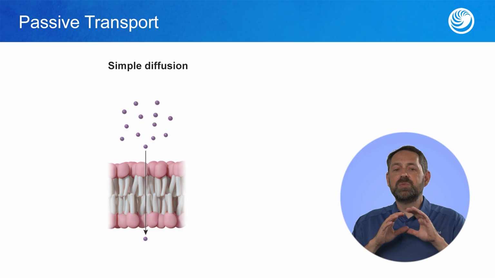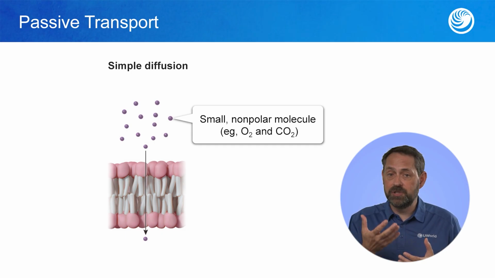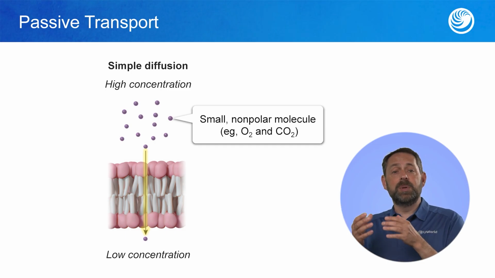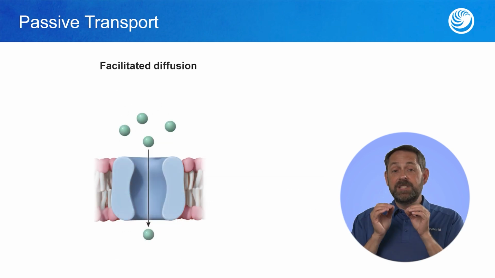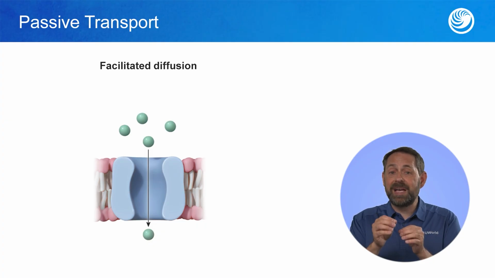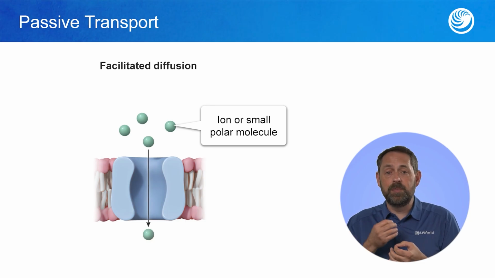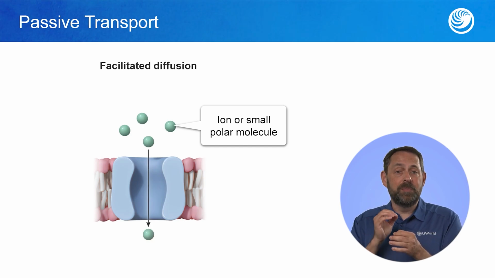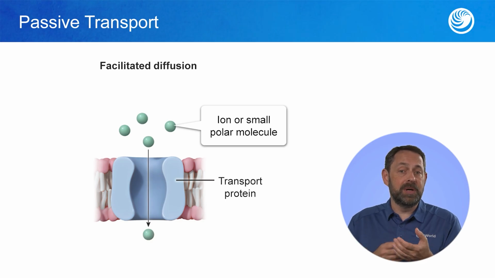Simple diffusion is one mechanism of passive transport used by cells. In simple diffusion, small, nonpolar molecules, such as oxygen and carbon dioxide, move down their concentration gradients directly through the phospholipid bilayer without the need for transport proteins or cellular energy. Facilitated diffusion is another type of passive transport and is used to move ions and small polar molecules through the cell membrane. These hydrophilic solutes cannot pass through the hydrophobic core of the phospholipid bilayer and therefore require a transport protein to help cross the membrane.